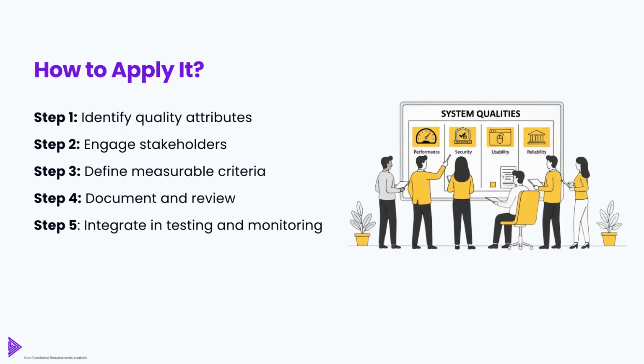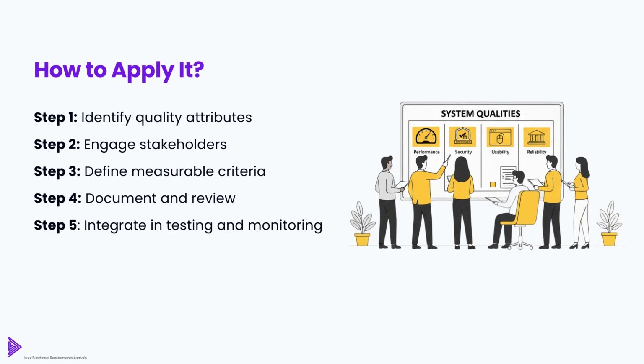Here's how you apply non functional requirements analysis step by step. First, identify the key quality attributes: performance, usability, security, reliability, and the like. Next, engage stakeholders to gather expectations. Ask what good looks like for each attribute. Then define measurable criteria. For example, response time under peak load, 99.9% uptime, or required encryption standards.